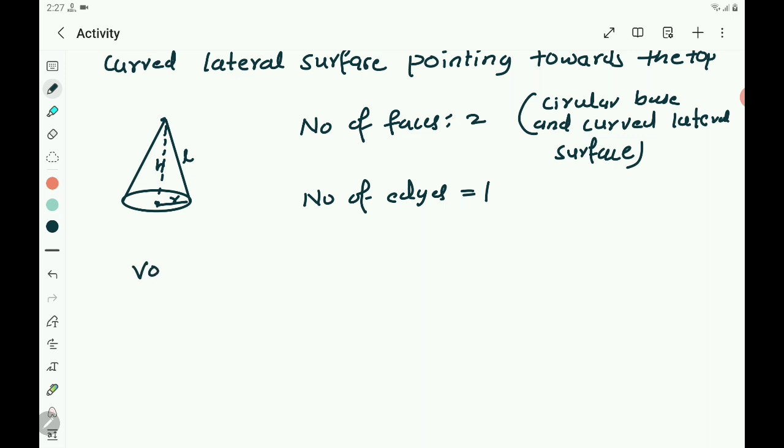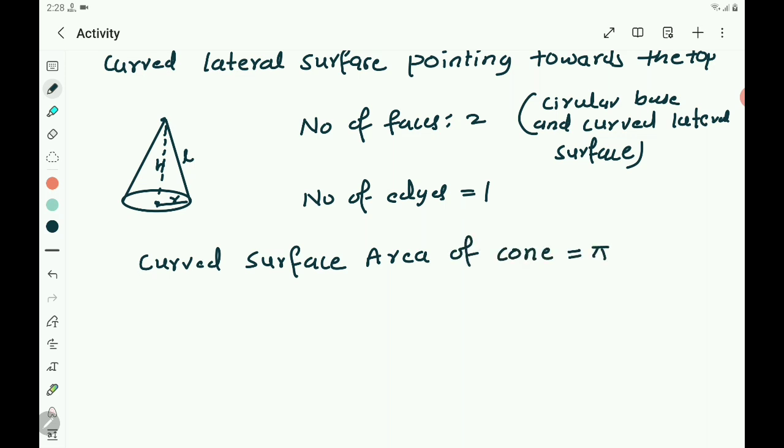Then you write the formula for the CSA and TSA and also for the volume. Then you write lateral surface area, nothing but the curved surface area. You take curved surface area of cone equals pi into r into l. r is the radius and l is the slant height.